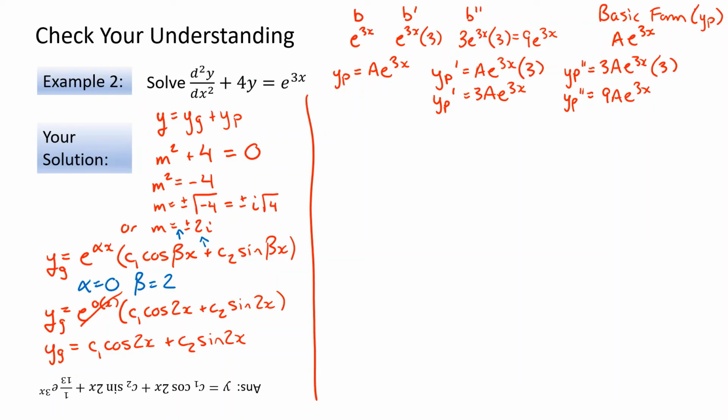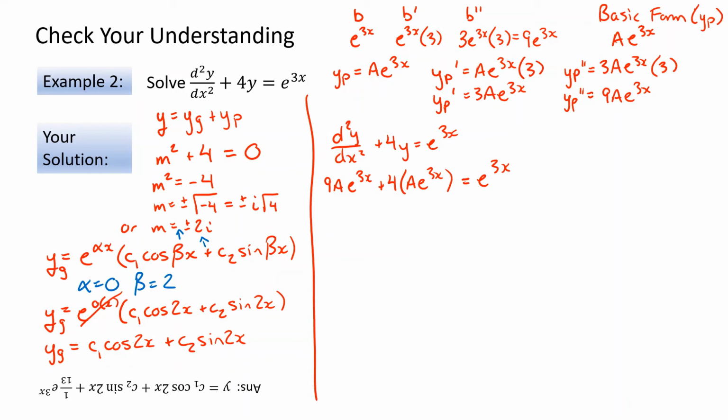Okay? So remember, we go back to here and we substitute it back into this original equation. So we have d squared y by dx squared plus 4y is equal to e to the 3x. Substituting these in, our second derivative is 9 times a e to the 3x. And we have plus 4 times our original function y, which is a e to the 3x. And that has to equal e to the 3x on the right-hand side.